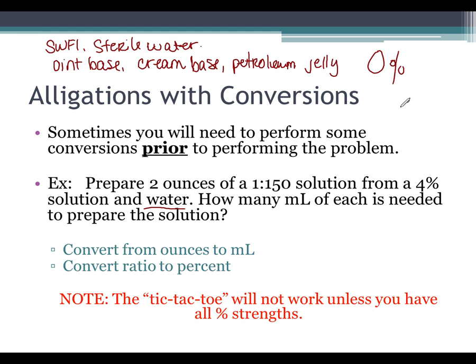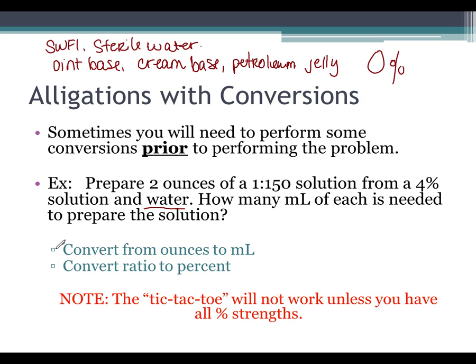So if you do not see 3 percentage strengths and you know it should be an alligation, they might involve a base. They're not going to say 0% in the problem. They're going to use cream base, ointment base, sterile water. They're going to use that terminology, and we're expected to know that the concentration for that particular item is 0.